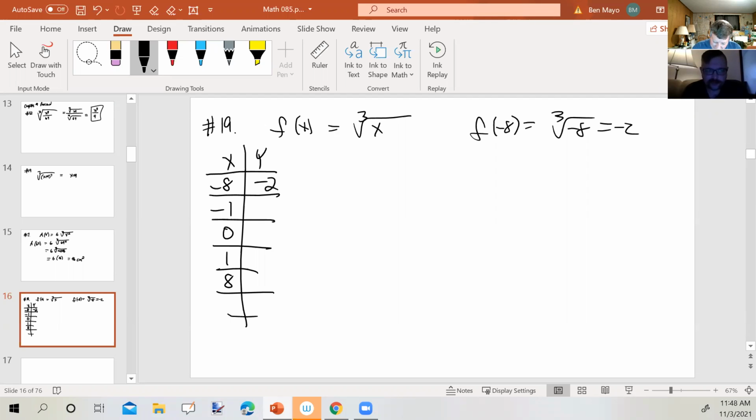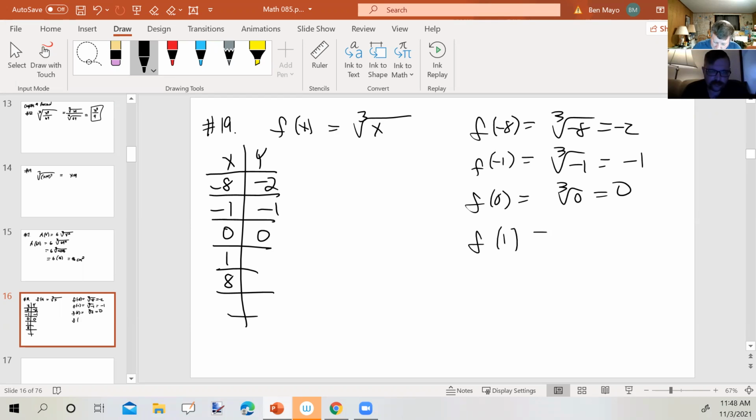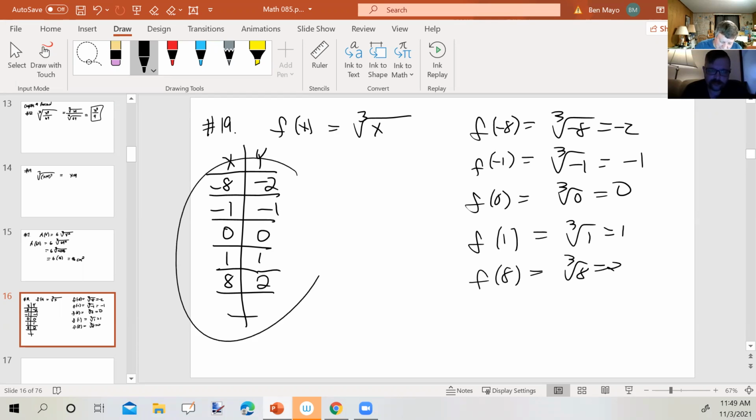All right, if x is -1, f of -1 equals the cube root of -1, which is -1. F of 0 equals the cube root of 0, which is 0. F of 1 is the cube root of 1, which is 1. And f of 8 is the cube root of 8, which is 2. So I've got these ordered pairs. So I need to figure out which of the graphs contains those ordered pairs.